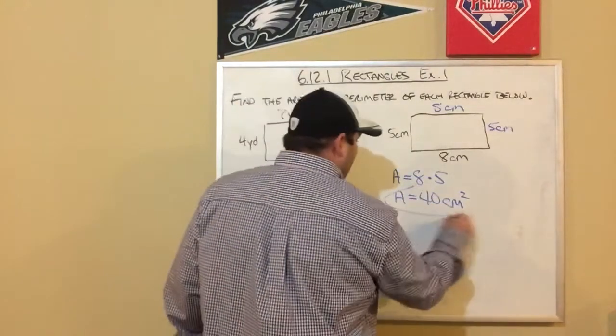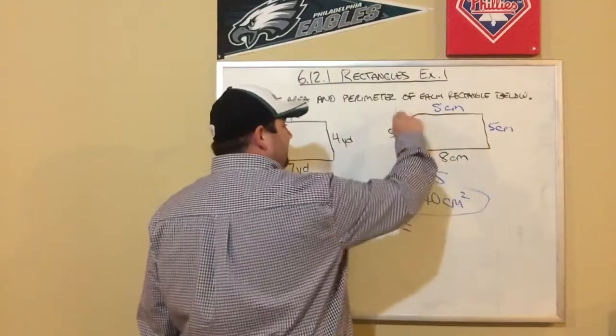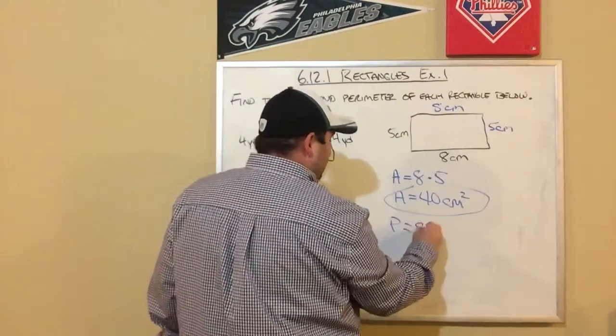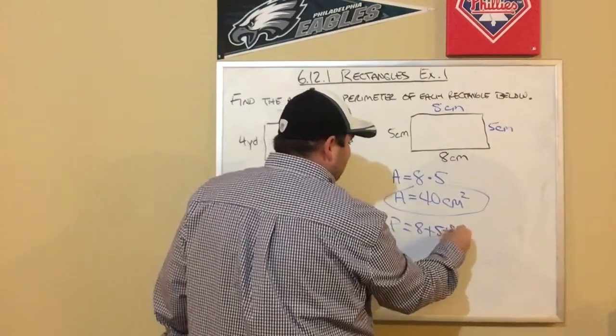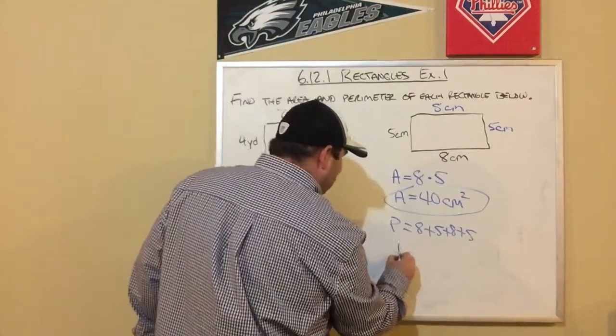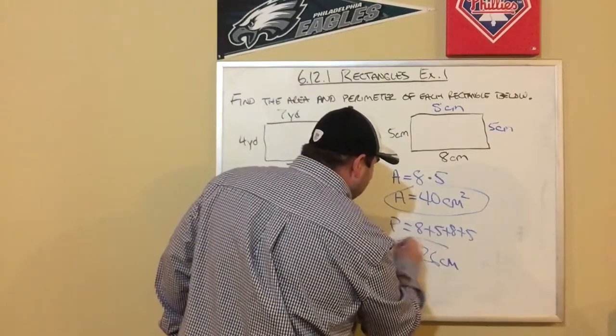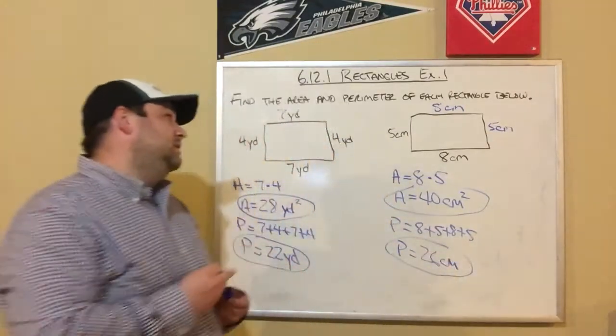For perimeter, I'm just adding up all the sides. So the bottom plus the left plus the top plus the right. So 8 plus 5 plus 8 plus 5. I add those up, 13, 21, 26. So the perimeter is 26 centimeters. All right, so that's example 1.